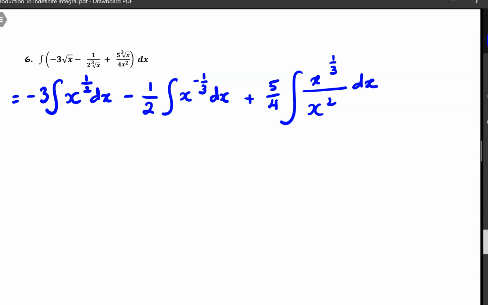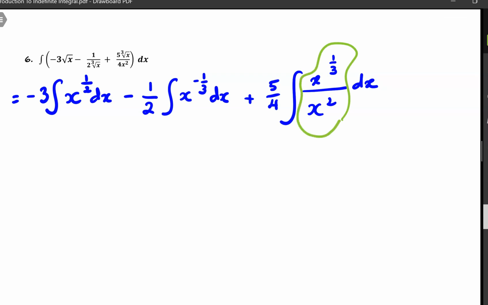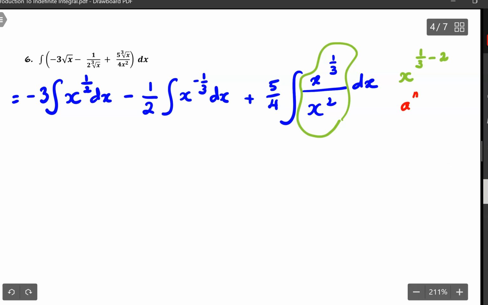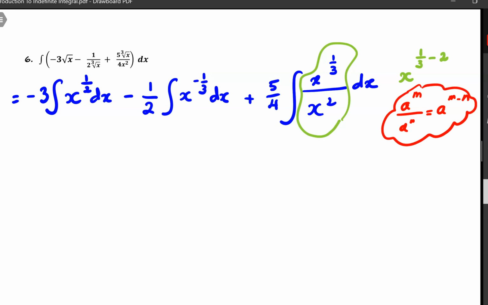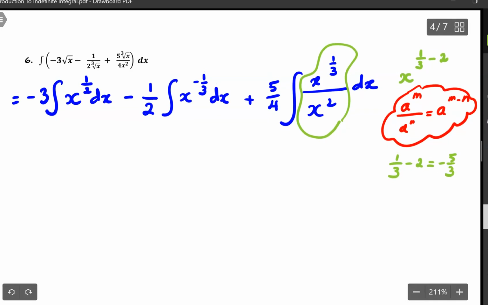Alright, okay. So now you take a look at this integrand. What you can do is simplify this by taking 1/3 and subtracting 2. I want to remind everyone of this formula: if you divide two powers with the same base, you subtract the two exponents. So what I have done here is take 1/3 and subtract 2. So 1/3 subtract 2, what do we get? I should have the answer as -5/3. Okay. I just want to leave it on the side for everyone to see.